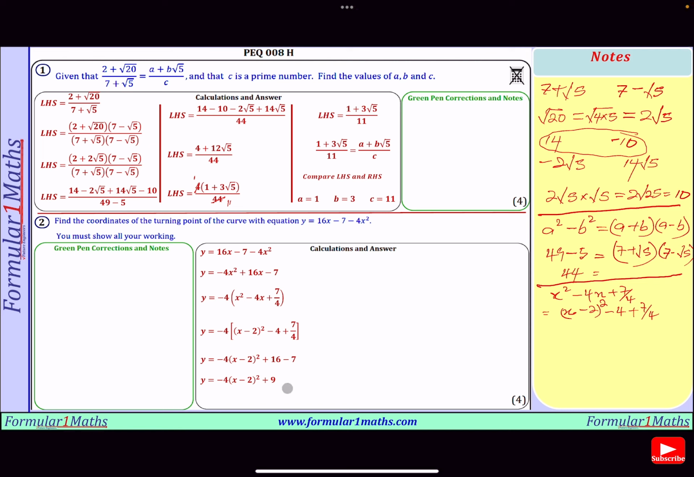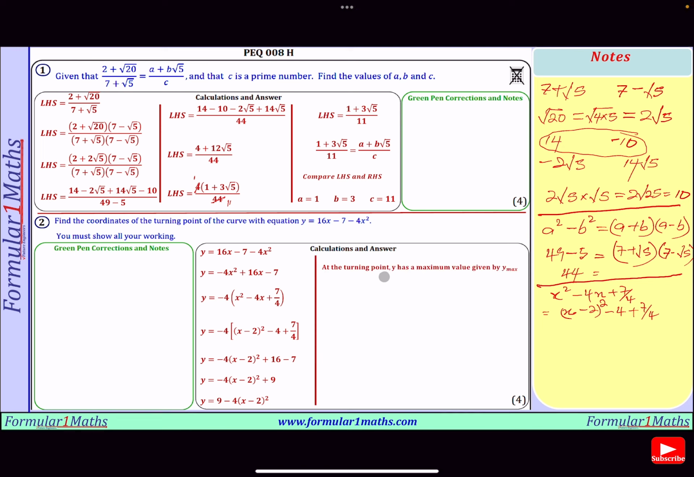But I need to rewrite this in a way that will enable me to write the coordinates of the turning points easily. And that is writing it in this form. So that's 9 minus 4 times x minus 2 all squared. So by doing that, I can easily find the x and y coordinate of the turning point.